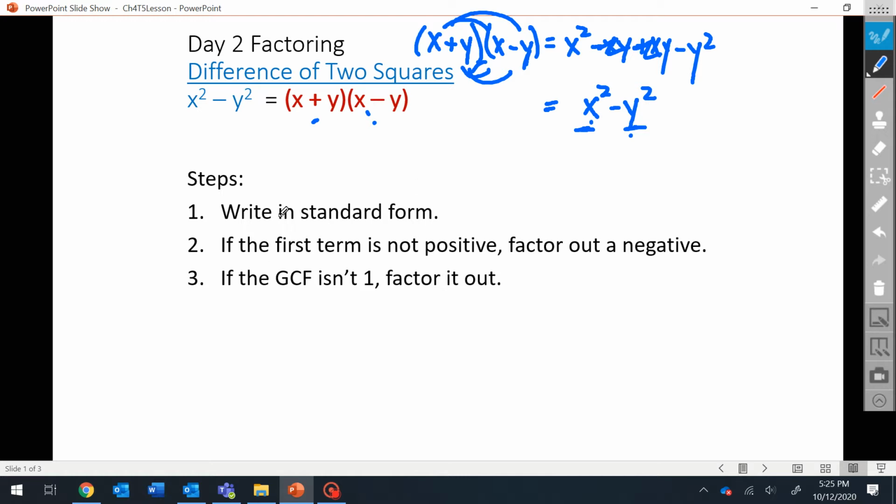The steps here are the same as usual: write in standard form. If the first term is not positive, you need to factor out a negative. If the GCF isn't 1, you need to factor it out.